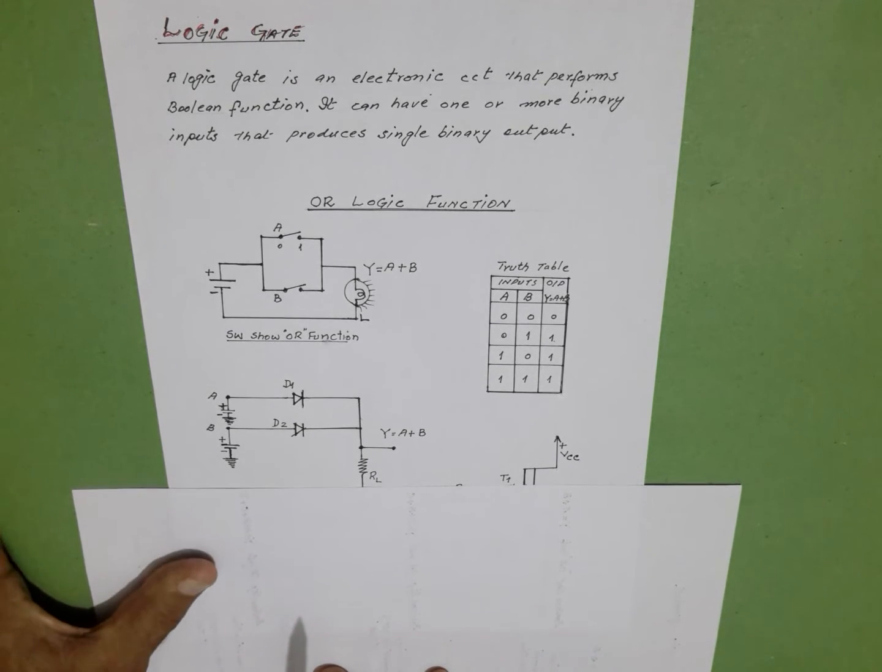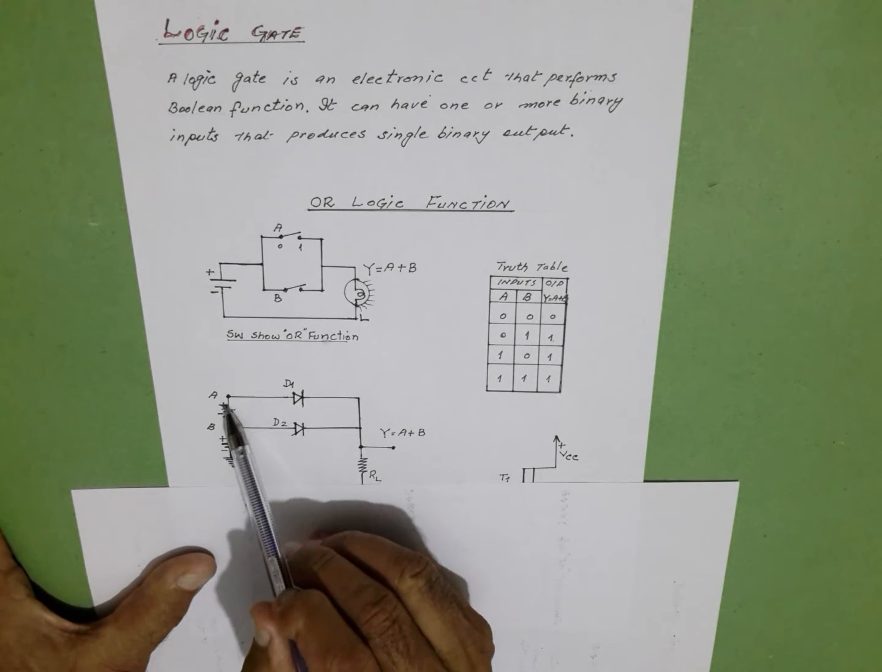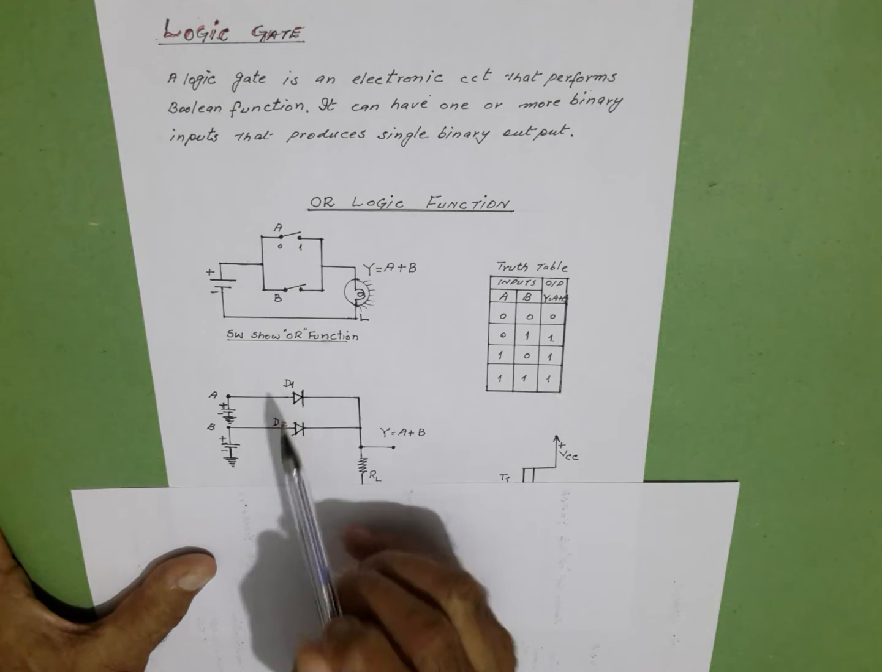These are the two diodes connected in parallel. Positive voltage is connected to D2. Positive voltage is connected to D1.